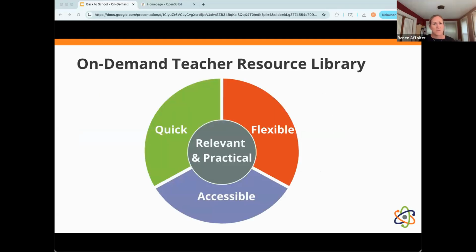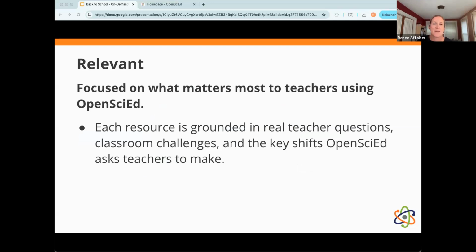So what do we mean when we say on-demand teacher resource library? This is the go-to space for short videos and planning tools and just-in-time help. And we designed it with these principles and priorities in mind. So we want them to be relevant and practical, flexible, accessible, and quick. Use it in the time that we have. So let's look at those a little bit more closely before we take a little tour of the library. So first, these things are meant to be relevant and focused on what matters most to teachers using OpenSciEd. Like, how do I support student thinking in a sense-making discussion? Or like, how do I make a driving question board work with, I have 5 sections, right?